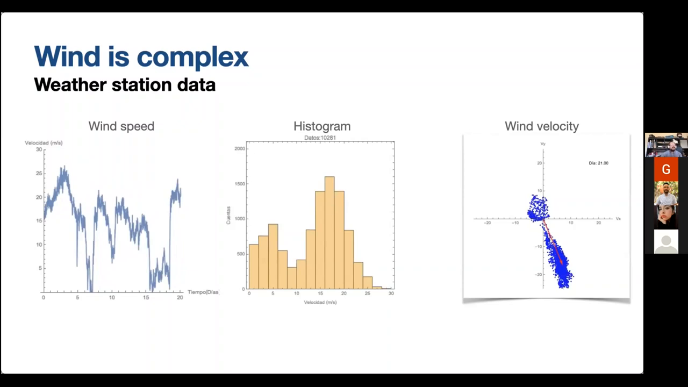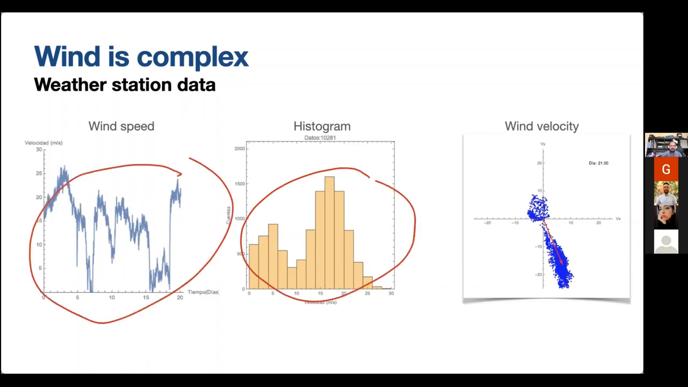In fact, this same data can be presented in different ways, and we use it in different ways. We can use histograms, like we can see here. We can deal with time series here, or we can deal even with more detailed structures like the velocity vector, taking into account direction and velocity.